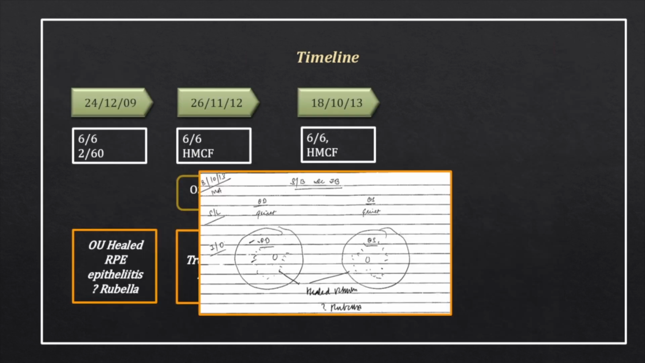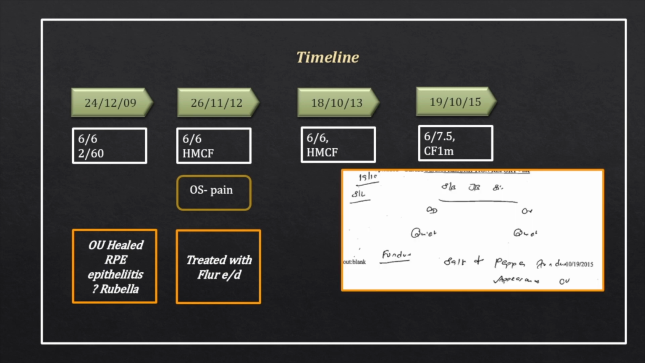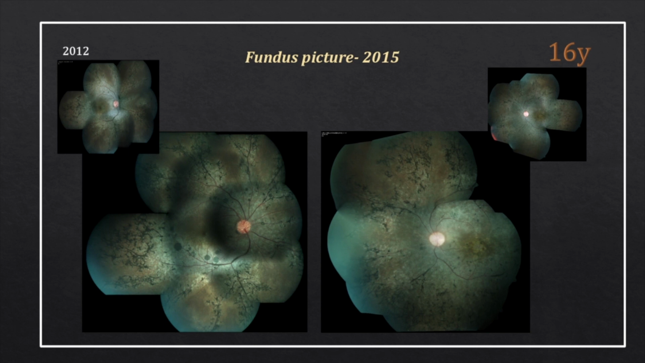Coming to the next visit, which was in 2013 and then in 2015, where there was a query whether it could be salt and pepper retinopathy. And again, a fundus picture was taken. At this time, he was 16 years of age. This is compared to the previous fundus photo at 2012.